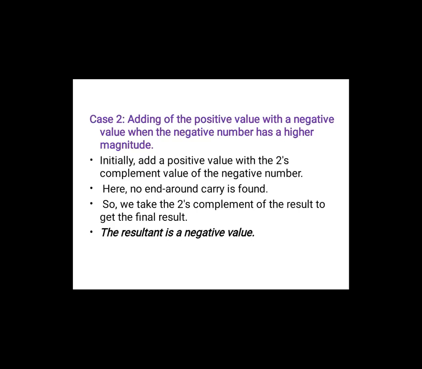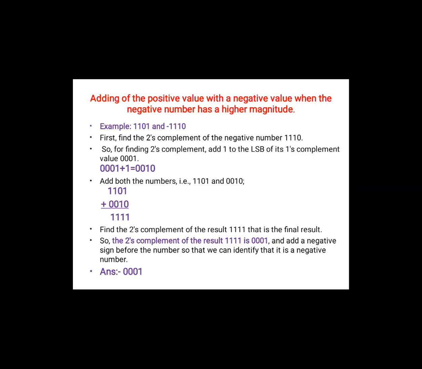Okay, so let us do an example: adding a positive value with a negative value when the negative number has a higher magnitude. Here you can see the second number has more magnitude. We add 1101 and minus 1110. First find the two's complement of the negative number. The 1's complement is 0001, plus 1. So 1 plus 1 is 10, 0 carry 1. So the 2's complement comes out to be 0010.